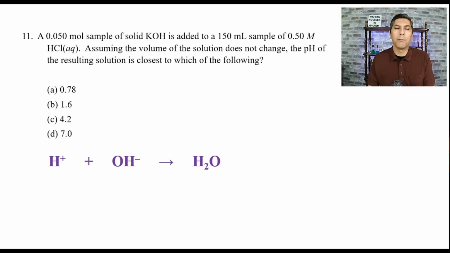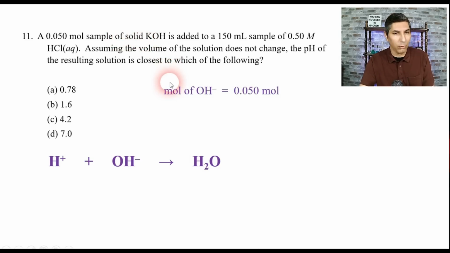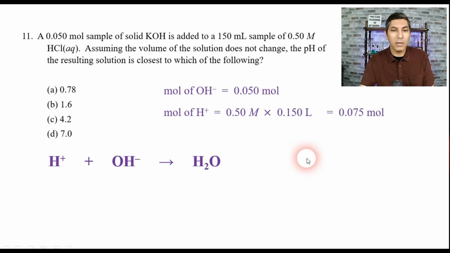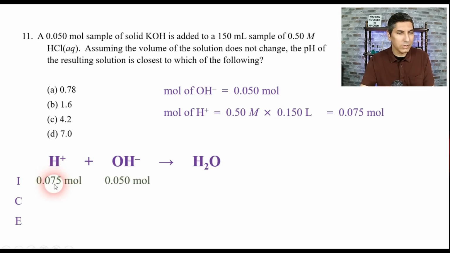Now let's figure out how many moles of each of these reactants we have. Now the problem tells us that the moles of KOH will be equal to 0.05 moles. However, the moles of H plus will be equal to the concentration times the volume in liters. So 0.50 molar times 0.15 liters. And when we multiply that, we find that the number of moles of H plus is equal to 0.075 moles. So let's take these 2 mole values and set them up into a stoichiometry ICE box here. So H plus, we have 0.075 moles, and hydroxide we have 0.05 moles.